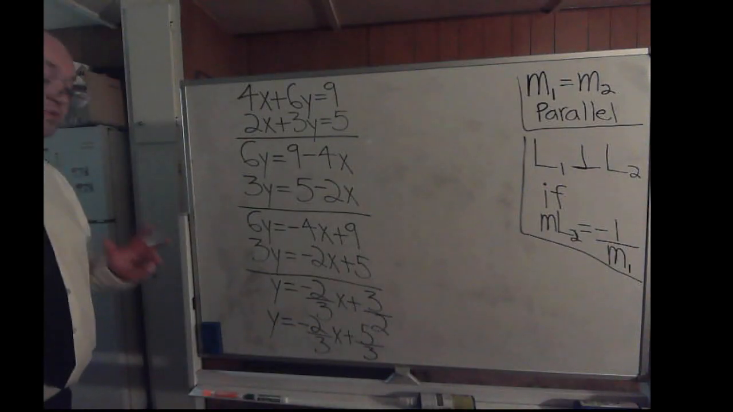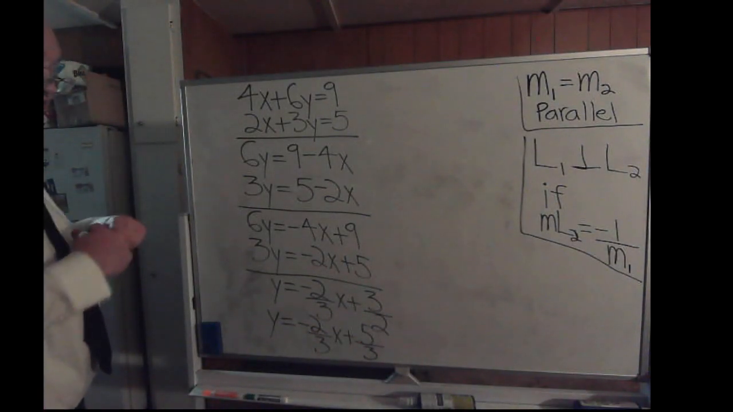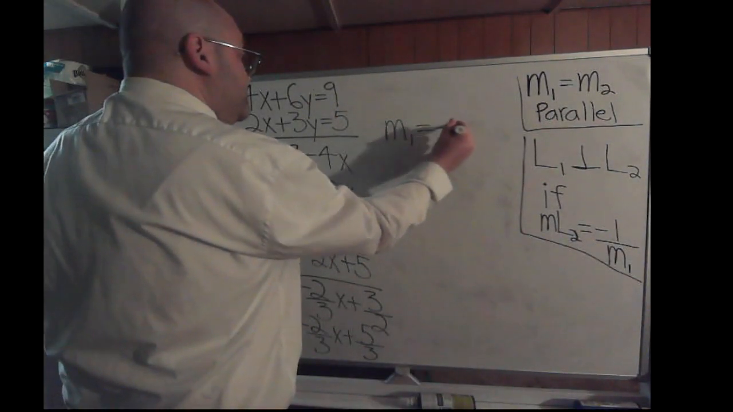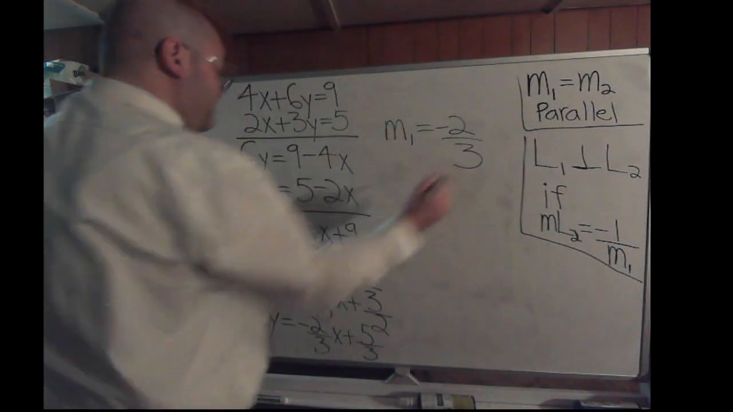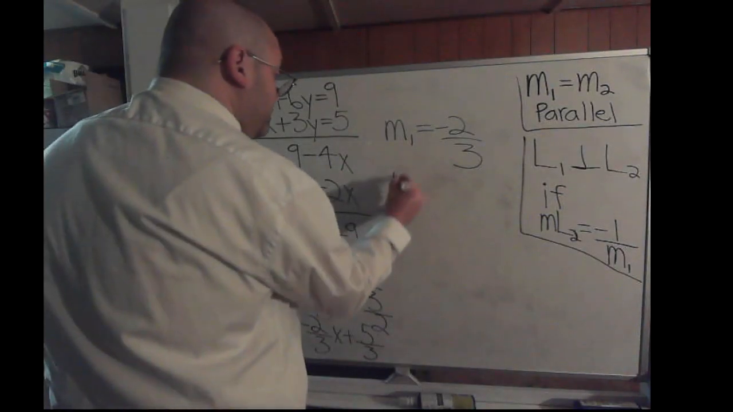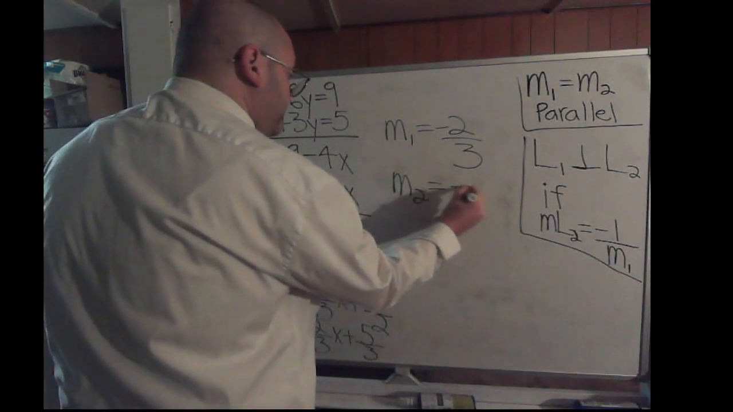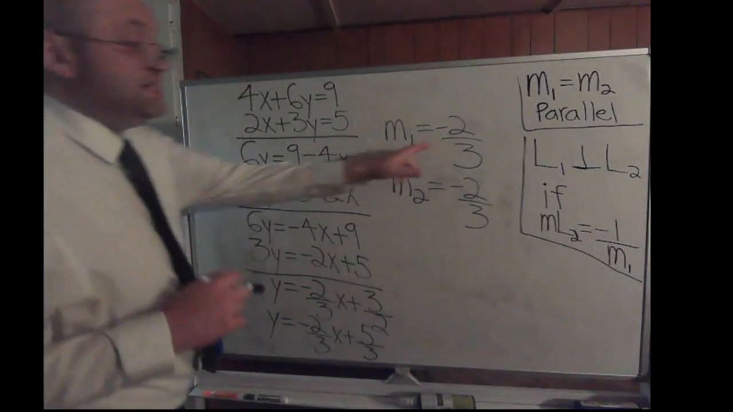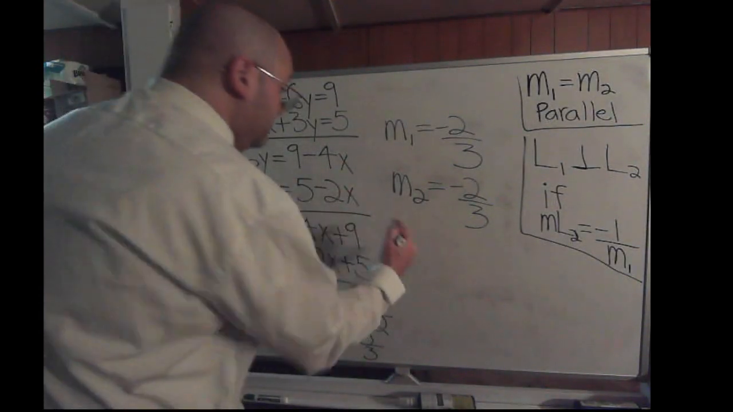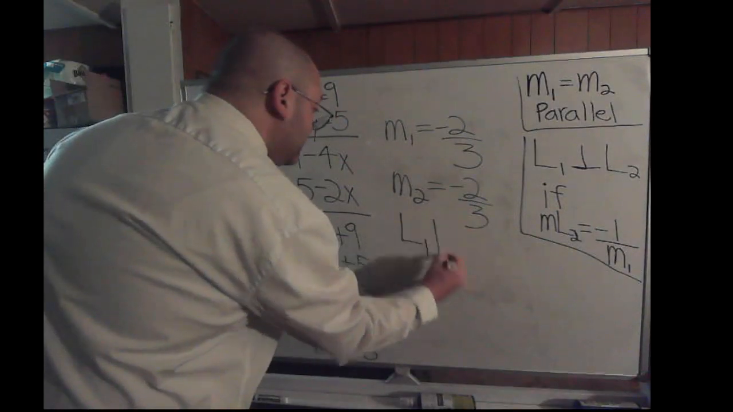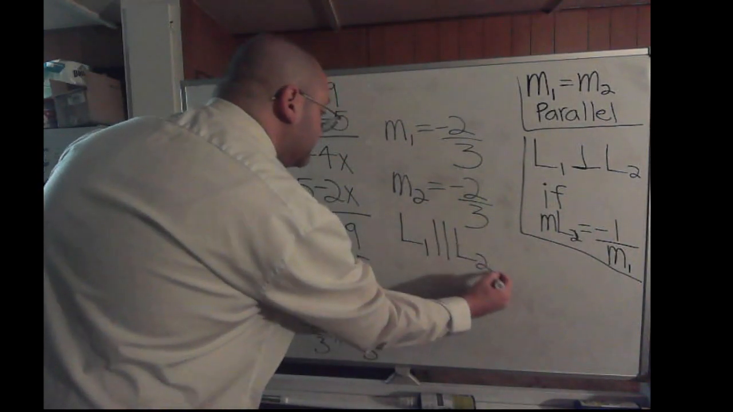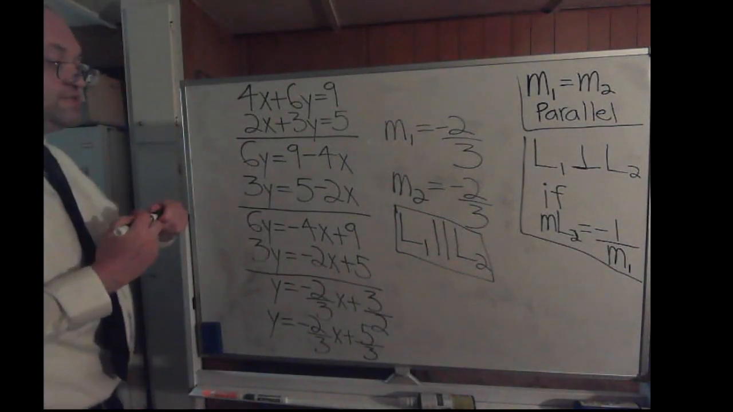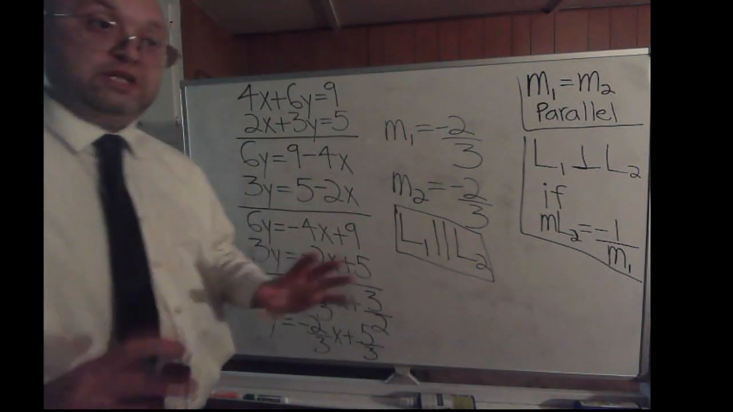Now that we have them in slope-intercept form, let's deal with the slope of each line. The first slope is going to be negative 2/3. The second slope is also negative 2/3. Well, both lines have the same slope, therefore they're parallel. So line 1 is parallel to line 2. So that would be the answer for this. Line 1 is therefore parallel to line 2.